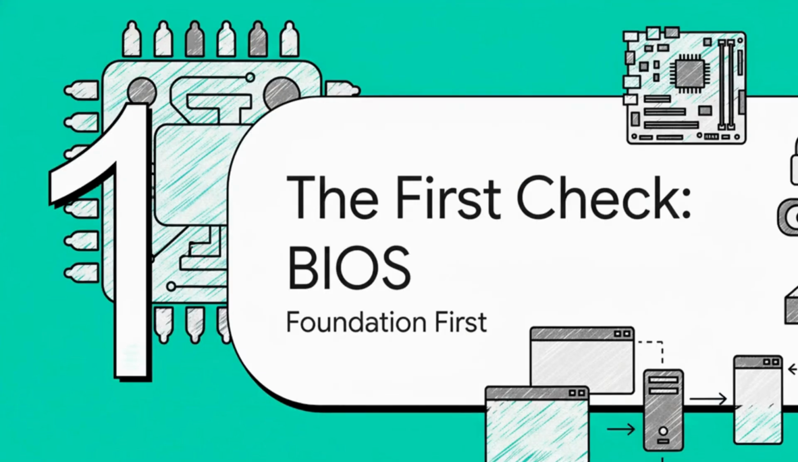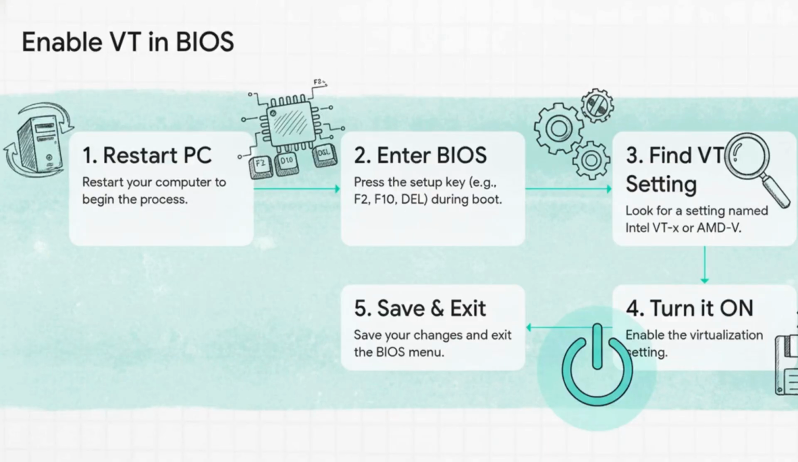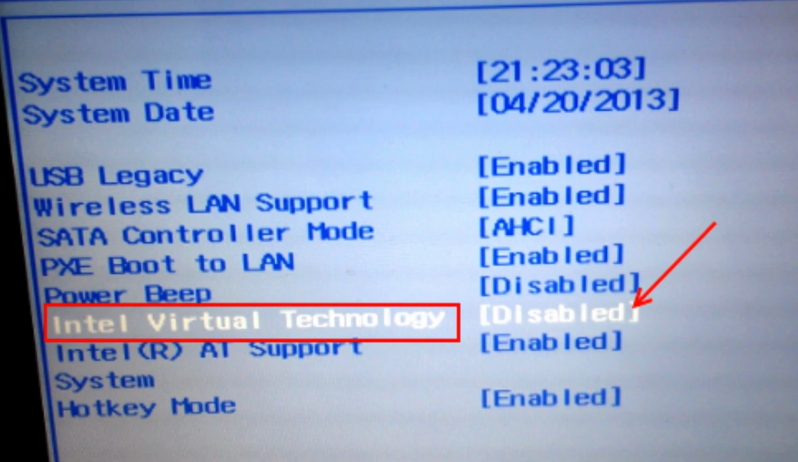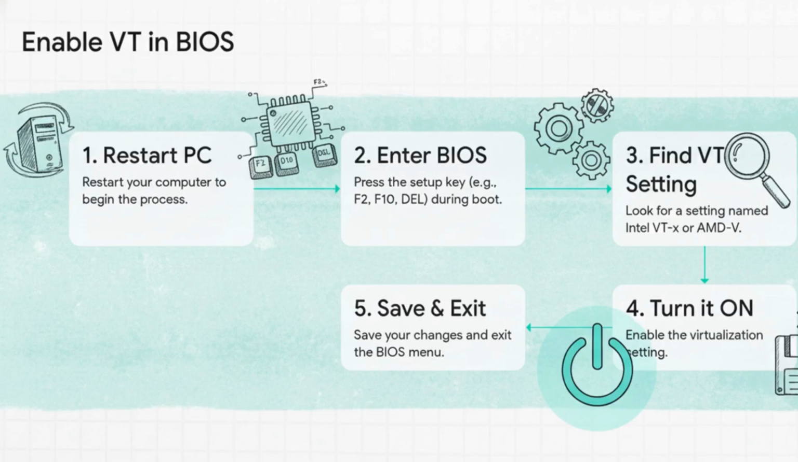Before we do anything else, we have to tell your computer's actual hardware that it's okay to do this whole virtualization thing. It's like a master switch, and it's kind of hidden away in the BIOS. Okay, so this is really the most important step. You're going to need to restart your PC. As it's booting up, you'll need to hit a key to get into the BIOS setup. It's usually something like F2, F10, or the delete key. Once you're inside that core menu, hunt around for a setting that's called either Intel VT-x or AMD-V. That's the magic switch. Just turn it on, make sure you save your settings, and then exit. Honestly, for a lot of you, just doing this one thing is going to solve the whole problem right here.